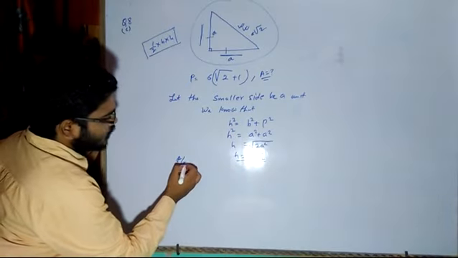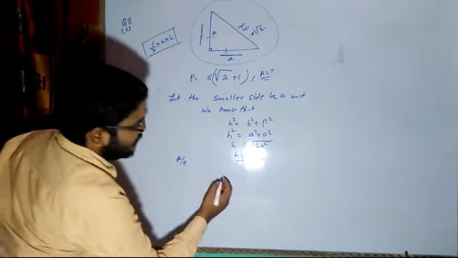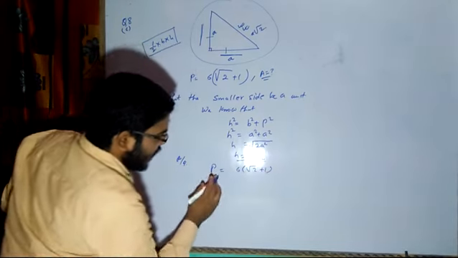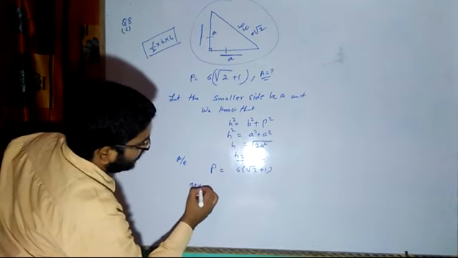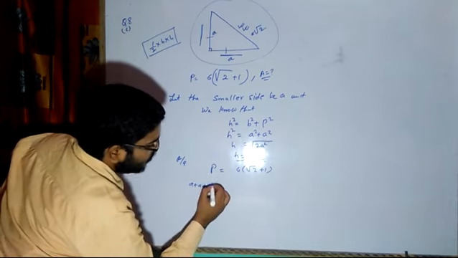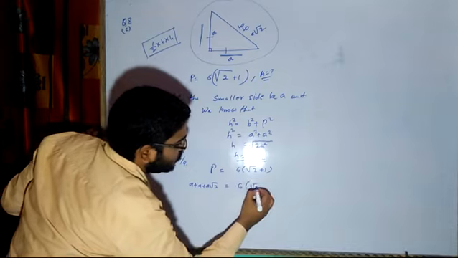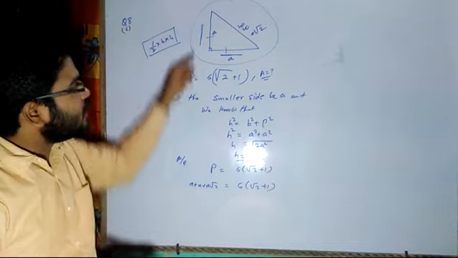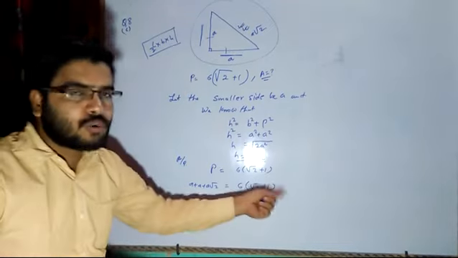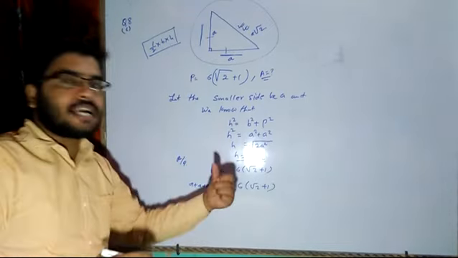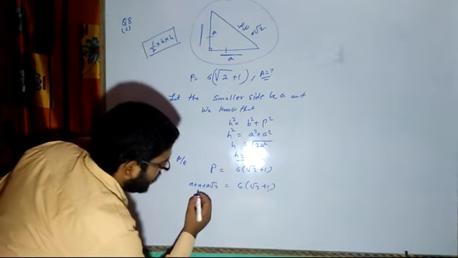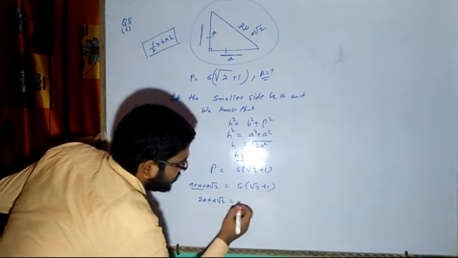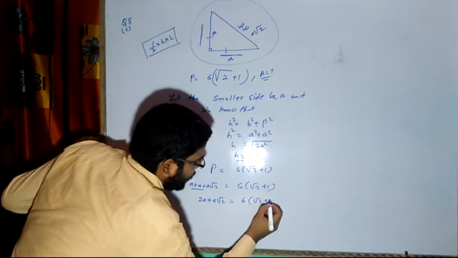Now according to the question, the perimeter is given as 6 times (root 2 plus 1). Here the perimeter will be equal to A plus A plus A root 2, which is equal to 6 (root 2 plus 1). This is what is given, the perimeter is already given. So it will be equal to 2A plus A root 2 is equal to 6 (root 2 plus 1).